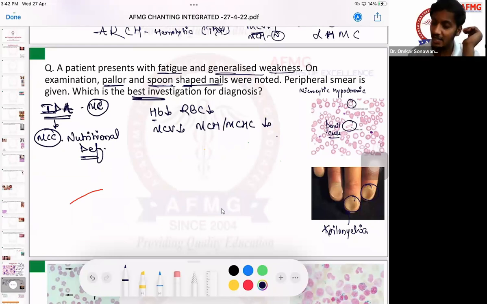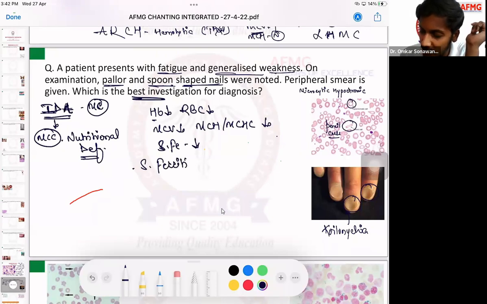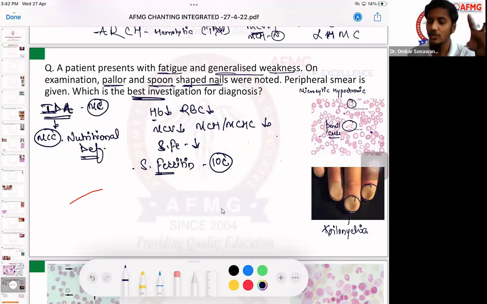But the best investigation out of all, we can also check for serum iron levels. Serum iron levels would be low in this patient, right? But the best investigation of all is serum ferritin. If they ask you what is the investigation of choice, or the gold standard investigation for iron deficiency anemia, the answer should be serum ferritin levels. And the serum ferritin levels in this patient would be low, definitely. So this is important to remember.